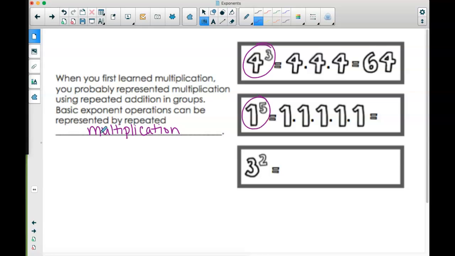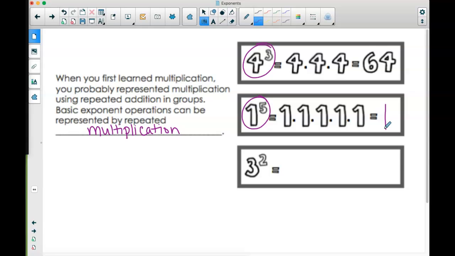1 to the fifth power. That literally means 1 times 1 times 1 times 1 times 1, which is, what would that be? Anybody? Yeah, some of you are holding up 1, right? 1 times 1 times 1 times 1 times 1 is 1. It doesn't matter how many times you multiply by 1, the answer is still 1. If I said 1 to the 100th power, it'd still be 1.